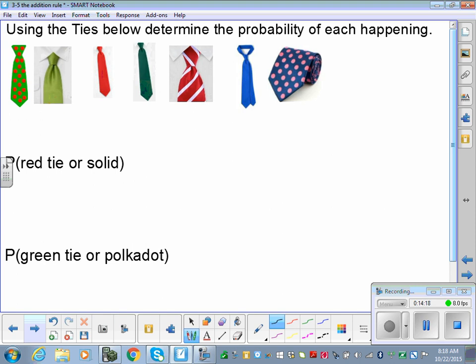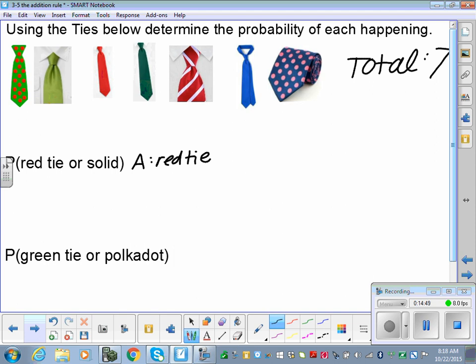Well, we know for probabilities, we need to know totals. So how many total ties here? 1, 2, 3, 4, 5, 6, 7 total. So the total is 7. I'm going to pause there. Does everybody understand what I've done so far? Just total it. All right, so we can do this a couple different ways. Let's do the formula first, and then we'll do it the other way. So event A is red ties.